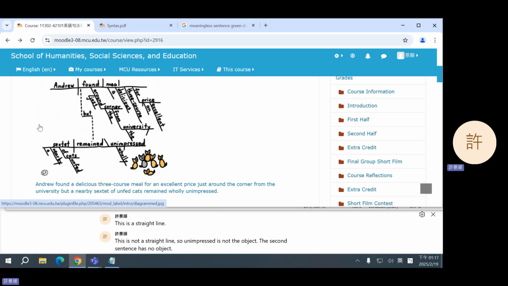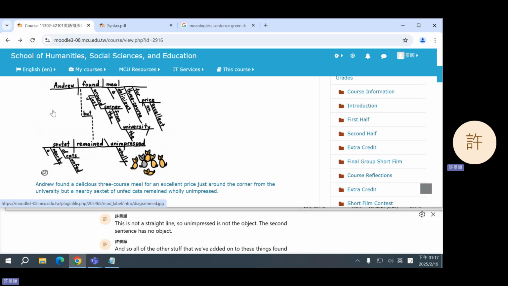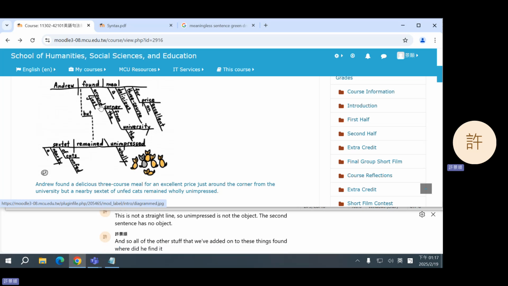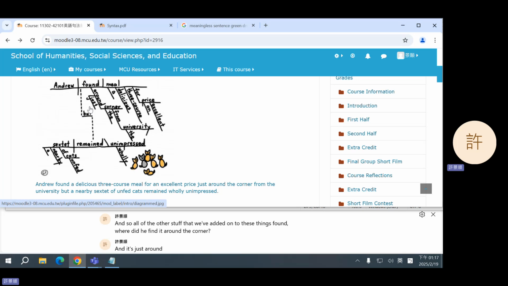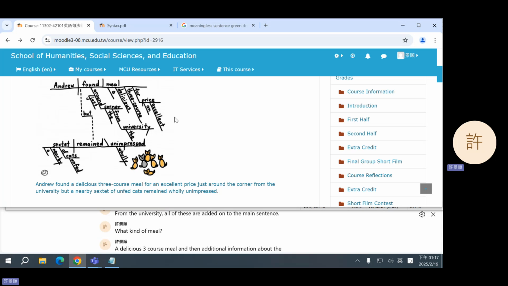And so all of the other stuff that we've added onto these things. Found. Where did he find it? Around the corner. And it's just around the corner. The corner from what? From the university. All of these are added onto the main sentence. What kind of meal? A delicious three-course meal, and then additional information about the excellent price.